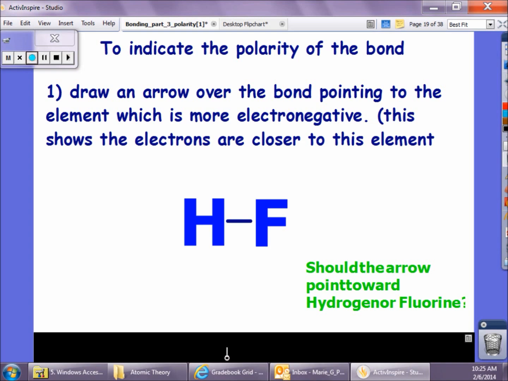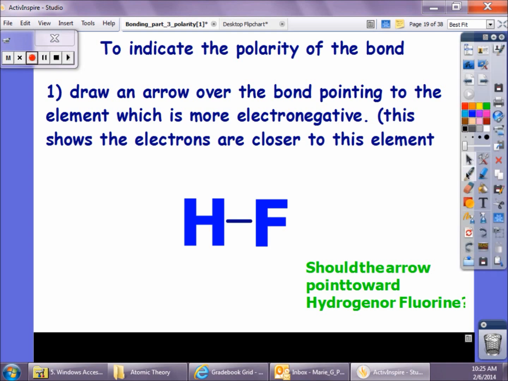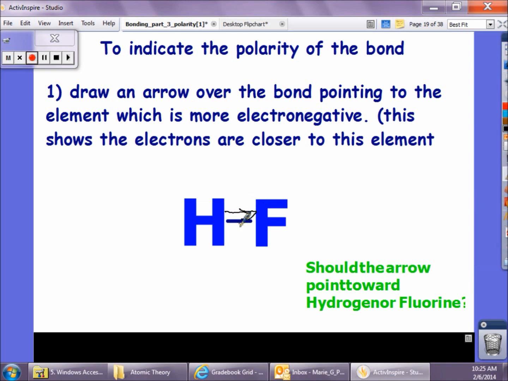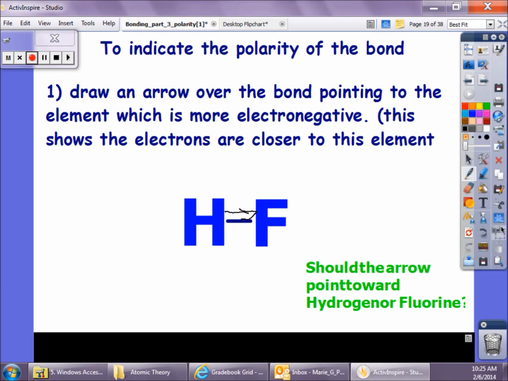Anthony, that car should spend more time at Anthony's house. This is a pair of shared electrons. They are sharing. But this fluorine is more electronegative. It has more attraction for that pair of shared electrons. So those electrons will spend more time closer to fluorine than hydrogen. So we would draw an arrow going toward fluorine, the one that is more electronegative. All right.